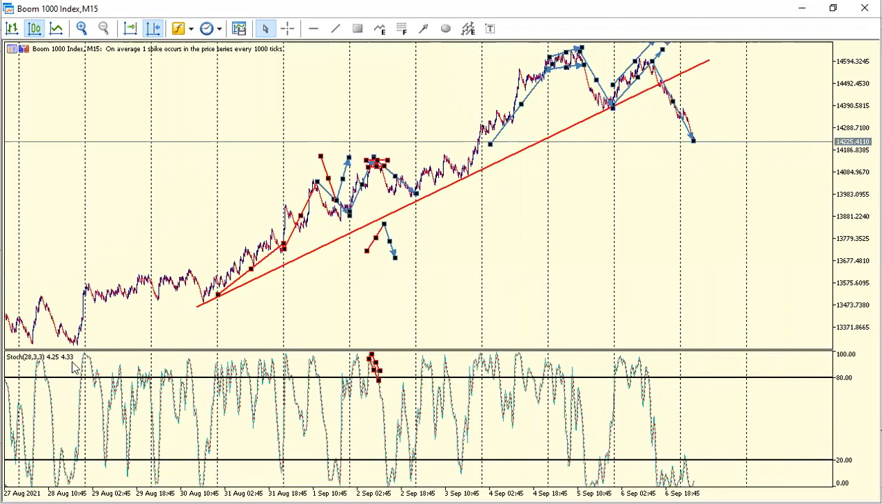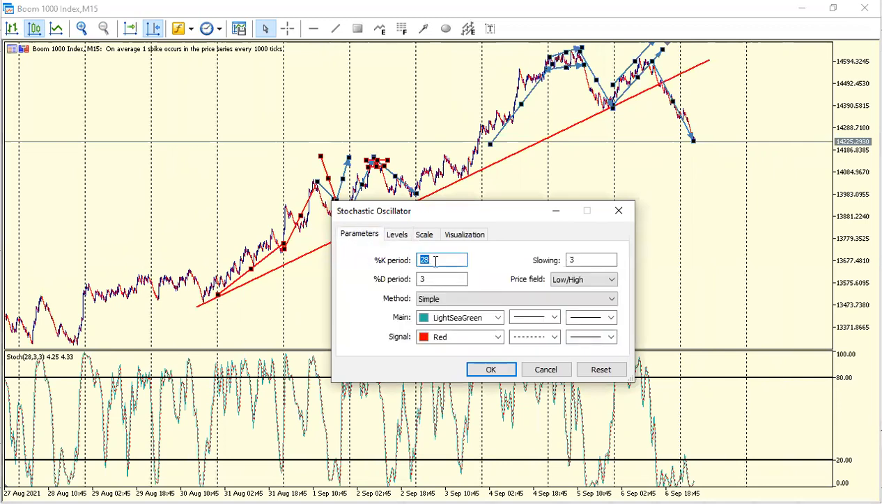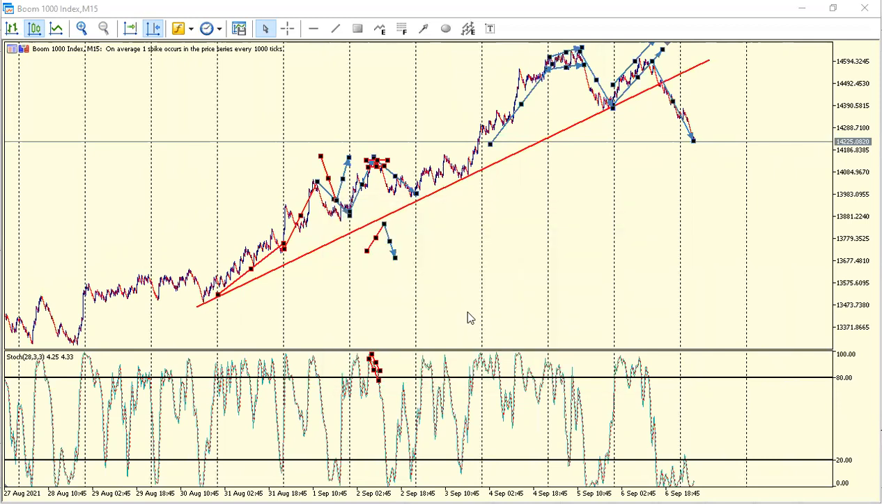Now, for the stochastic oscillator, the settings for it: you have your 20 and your 80 as the levels. Under the parameters, you have 28 to be the K period, the D period to be 3, slowing to be 3. Then your price view should be high, low. Then put whatever color you want for the main and the signal. And that's all you need, just one indicator. Apply these simple rules. Use it on your demo account severally till you're confident with it, and use it to win.